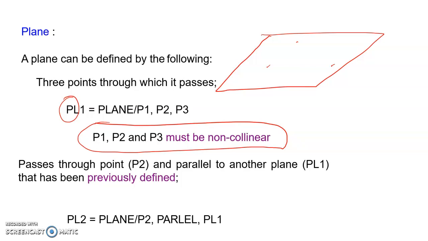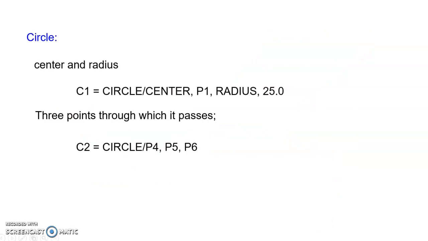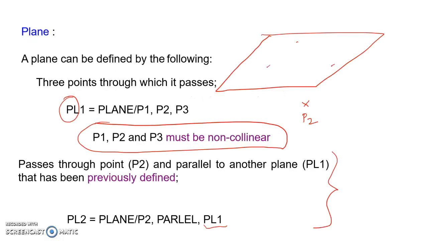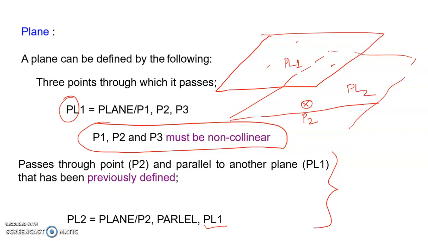Another representation of the plane is here, PL2. If PL1 is already defined, then we can say that this plane is passing through another point P2, and also this plane is parallel to the plane PL1. So it should contain P2 and it should be parallel to the plane known as PL1. So our PL2 should be like this. It should be parallel to PL1 and it should contain this point P2.